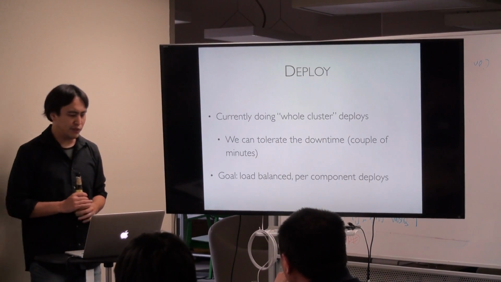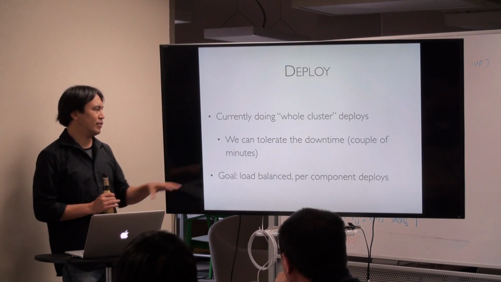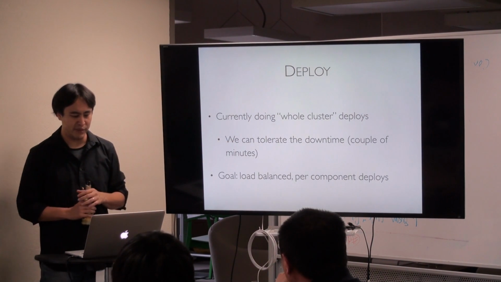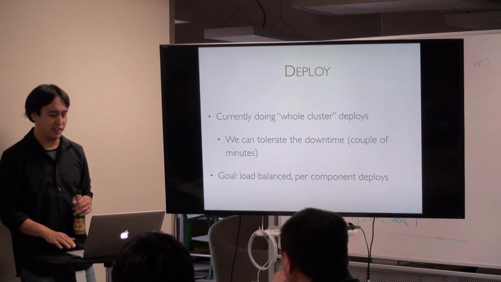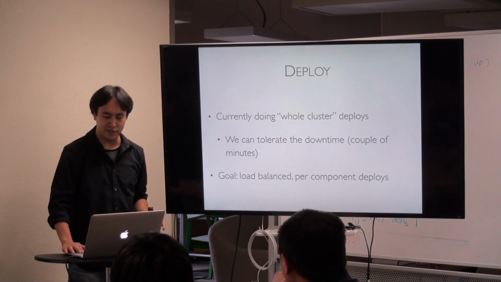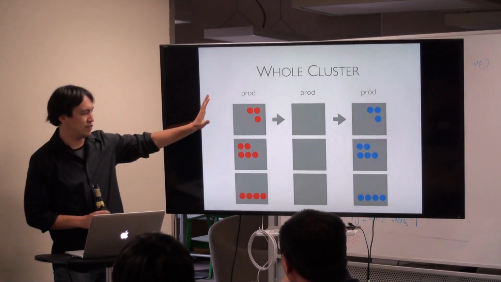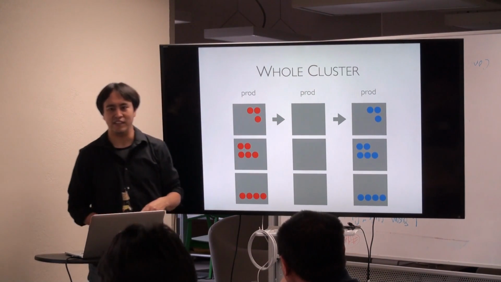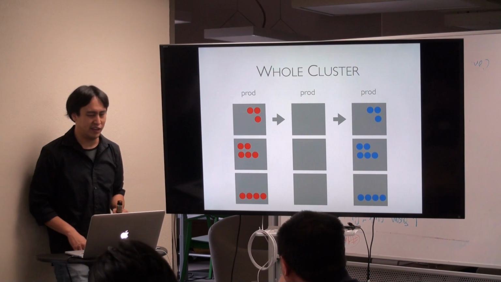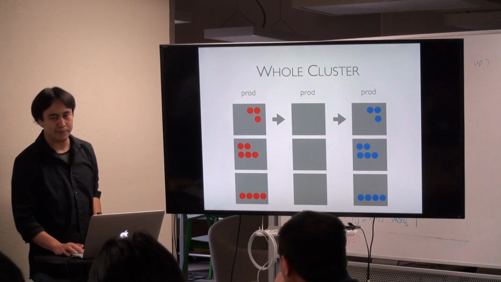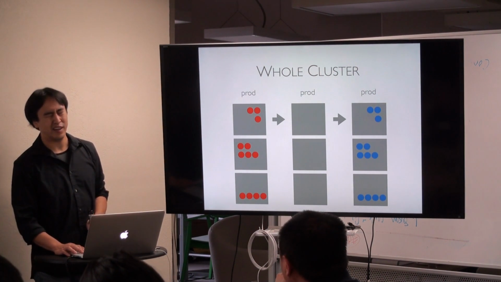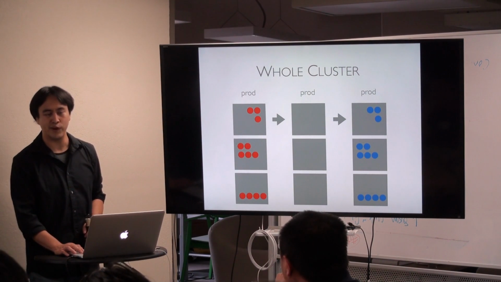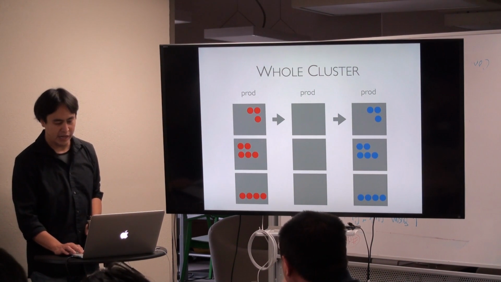Currently, we're doing whole cluster deploys. We can tolerate the downtime. For us, it's just a couple of minutes. Eventually, we want to get load balanced and per component deploys. Here is what that looks like: this whole cluster, of course, you've got your version 1. You take everything down and you spin up version 2. In our case, it's a few minutes of downtime. We tolerate that now. We're not going to tolerate that forever, but in year 1 of where we are today, I think we're fine with it.